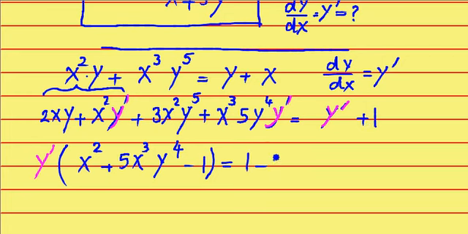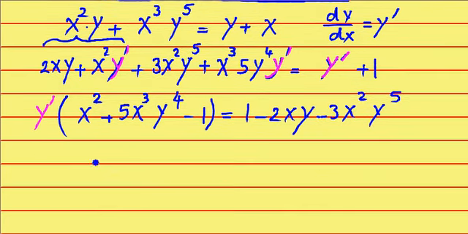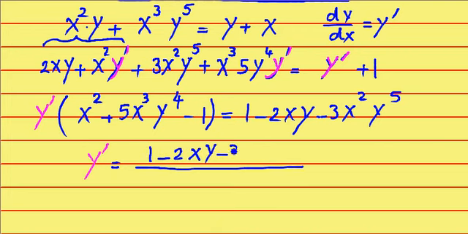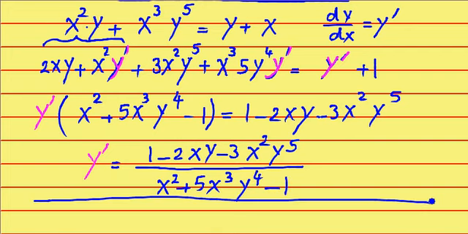I have 1, 2xy I had over here, 3x squared y^5 I have over there. So here's our holy grail. So y prime is equal to the right hand side, 1 minus 2xy minus 3x squared y^5, over x squared plus 5x cubed y^4 minus 1, if I'm not mistaken. So that is the general flavor of all of these problems.